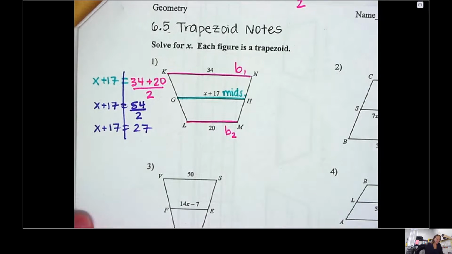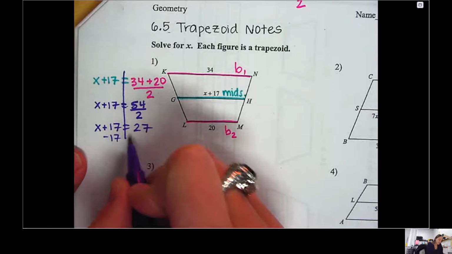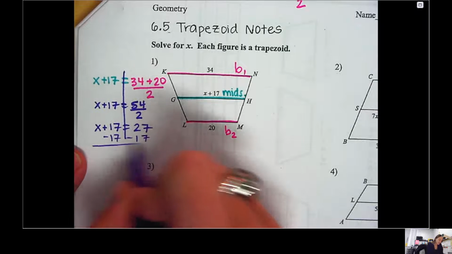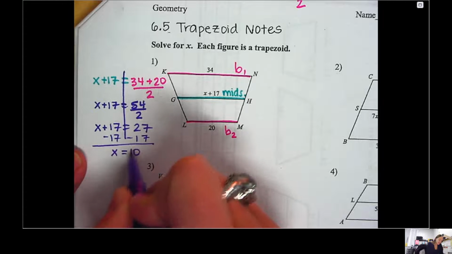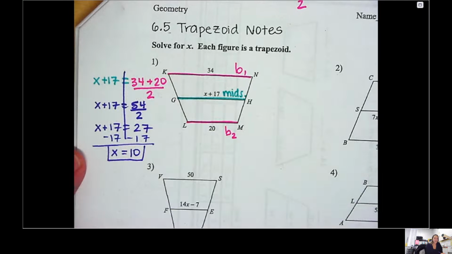And then I want to get x by itself, so I subtract 17 from both sides. I get x equals 10. And there you go, easy peasy. Base 1 plus base 2 divided by 2.